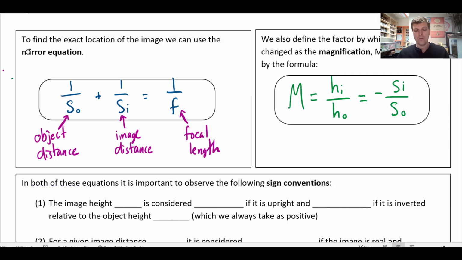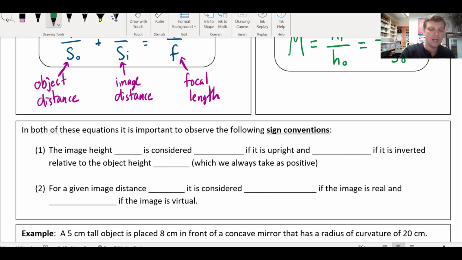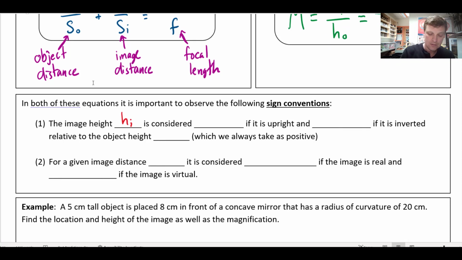And so it is important when we're using these formulas, there's some sign conventions we have to be aware of, because depending on what numbers you run through here, you can get negative answers. And so what does it mean if, for example, the image distance is negative or the image height is negative and what have you, okay? So image height, which we call HI, is considered positive if it is upright. So if my image and my object have the same orientation, let's say. So if it's upright, and it's considered to be negative if it is inverted. And of course, this is relative to the original object.